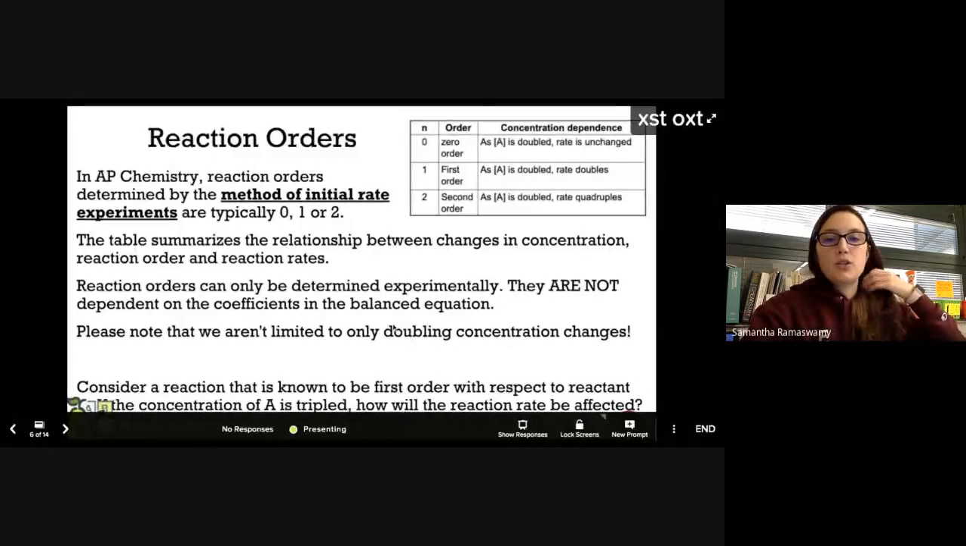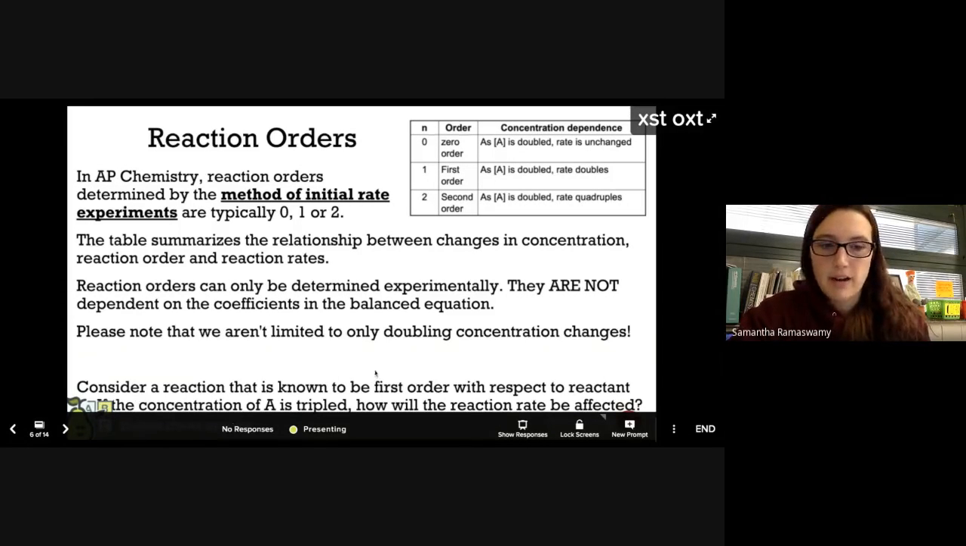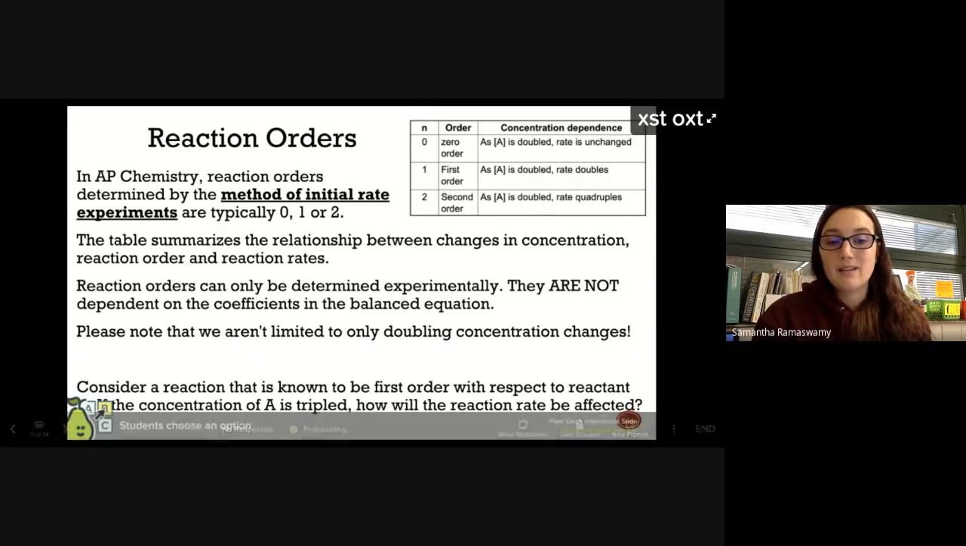So this goes through reaction orders. We use what's called the method of initial rates. That's where we have the table and we look at how concentration changes. So this table up here shows us if we have 0, first, and second order and how concentration will affect the rate. Now, down here at the bottom is the actual question. Consider a reaction that is known to be first order with respect to A. If the concentration of A is tripled, how will the rate be affected? So if it's first order with respect to A and we triple the concentration of A, what's going to happen to the rate?